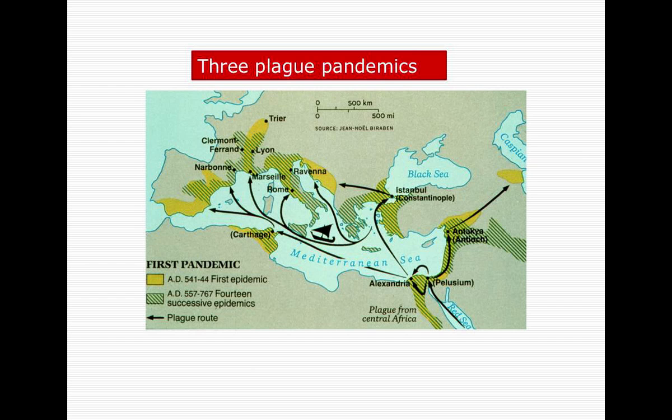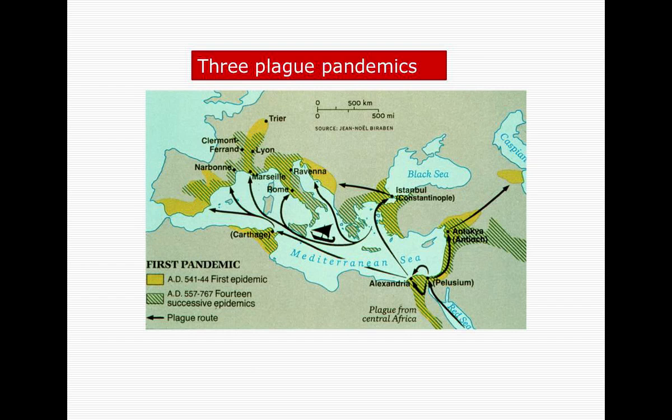For example, the first one was 3 years. That's how long it took to get all over Europe, and it kept coming back in 14 successive epidemics. And then it went away. And I think what most fascinates me is the question, why did it go away? Why did it stay there? Where was it in between these epidemics, and why did it go away? And we see this again and again.